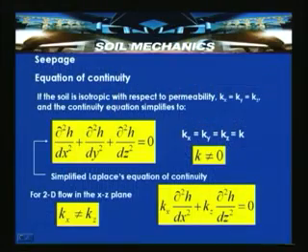So, the equation of continuity can be simplified now if the soil is isotropic with respect to the permeability, kx, ky, kz. The continuity equation simplifies because kx is equal to ky is equal to kz is equal to k in case of an isotropic soil. In that case, as k is not equivalent to 0, the coefficient of permeability cannot be equivalent to 0.